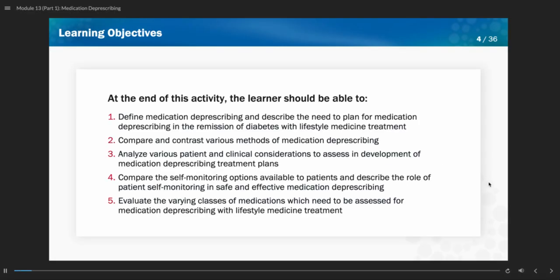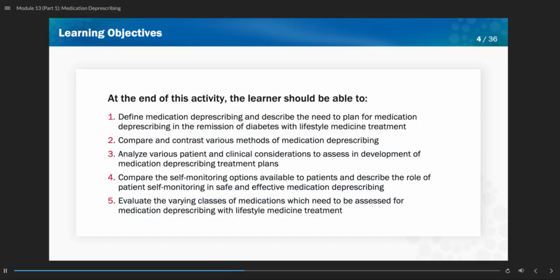As you can see, our learning objectives for this session are as follows. Define medication deprescribing and describe the need to plan for medication deprescribing in the remission of diabetes with lifestyle medicine treatment. Compare and contrast various methods of medication deprescribing.